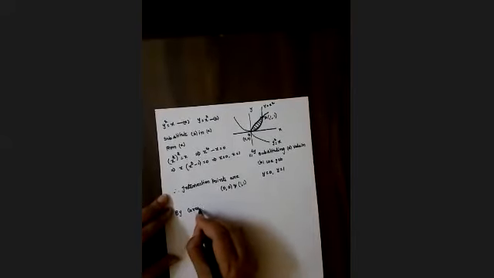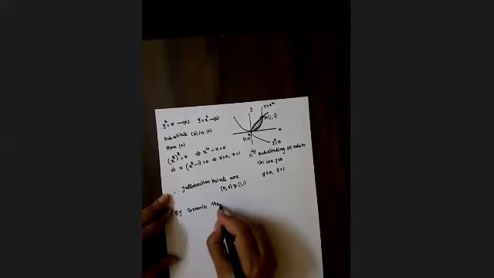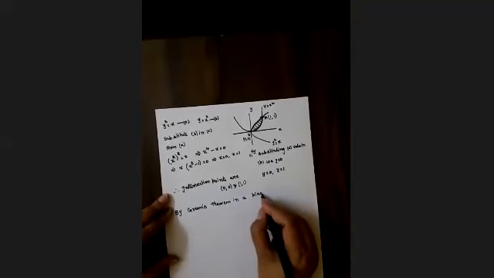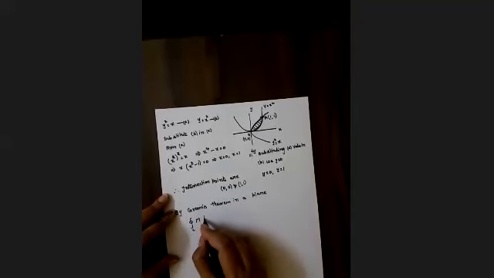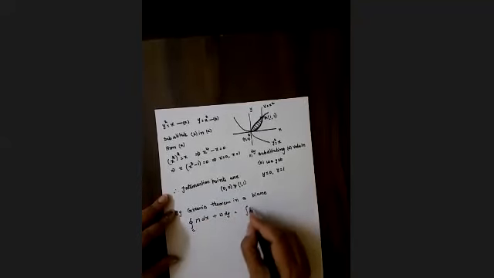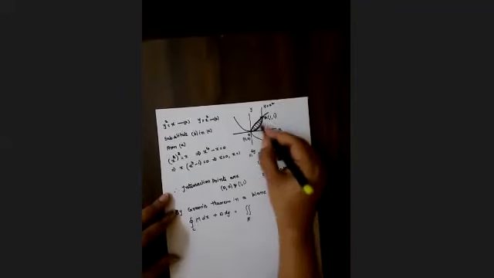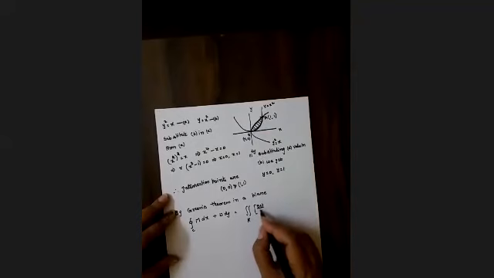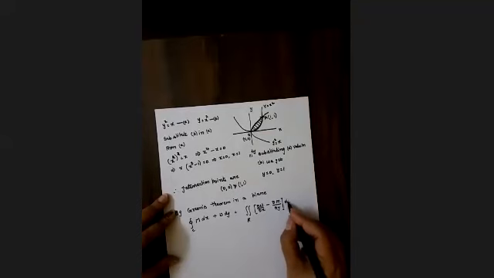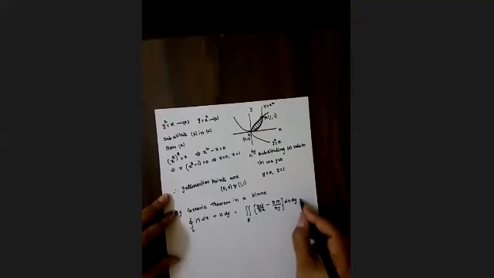Write the Green's theorem statement. By Green's theorem in a plane: for a closed curve C, the integral of M dx plus N dy is equal to the double integral over region R of (∂N/∂x minus ∂M/∂y) dx dy. Take this as equation 1.